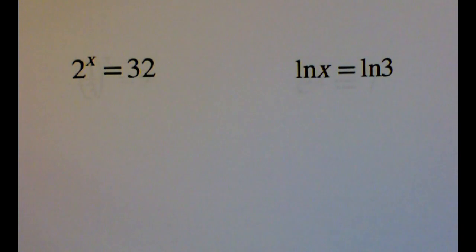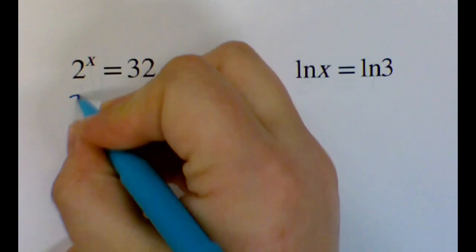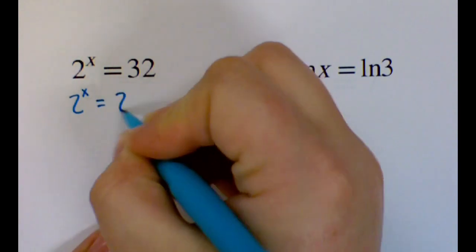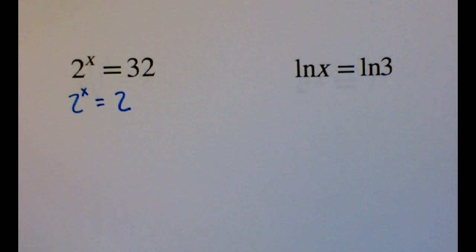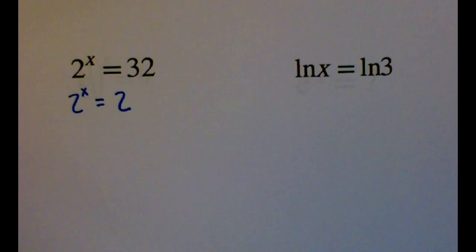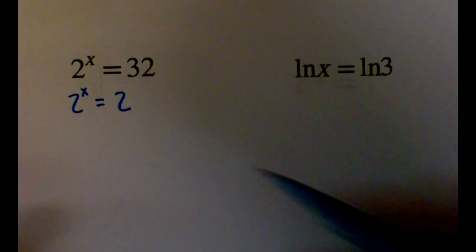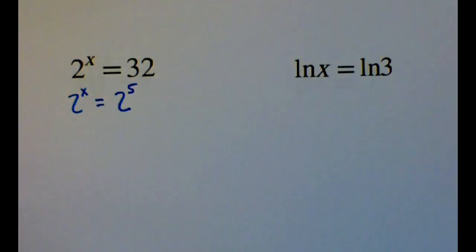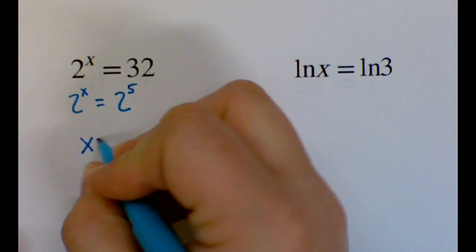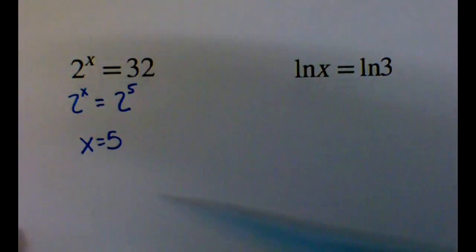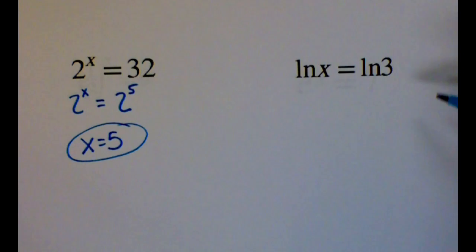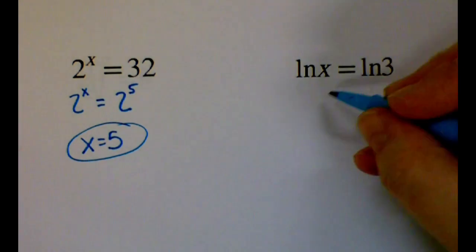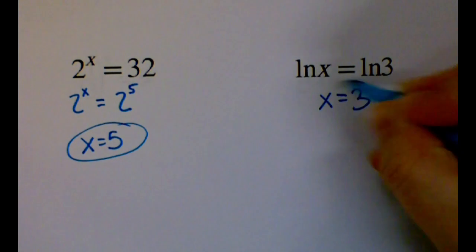2 to the x power equals 32. Well, 2 to the x power, let's rewrite 32 as 2 to a power. 2 to the fifth power is 32, which means that x must equal 5 because I rewrote them with the same base. Natural log of x equals natural log of 3. Both natural logs, which means the insides must be equal. X must equal 3.